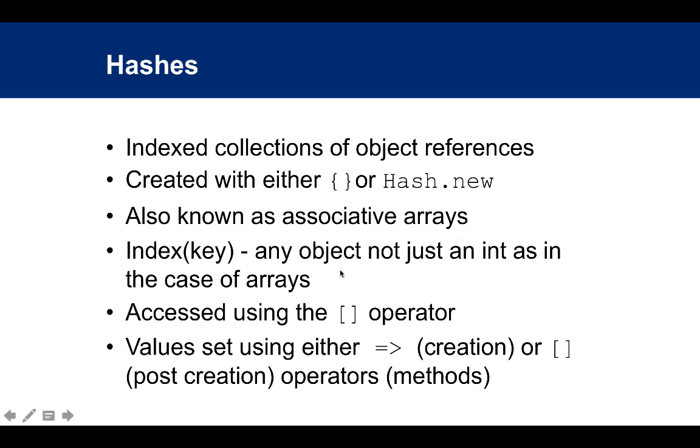Basically, the idea is that you could think of hashes as arrays or as collections. Unlike arrays, where you access the values with an integer, so the zeroth element of an array is accessed with a zero index, in hashes the index is the actual key that you put the value in. And we'll see that in a minute. The values are set using this funky arrow operator, or once you create the hash, you could use the index operator to overwrite the values.